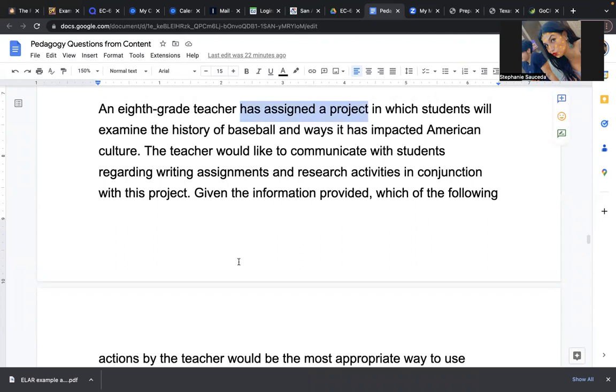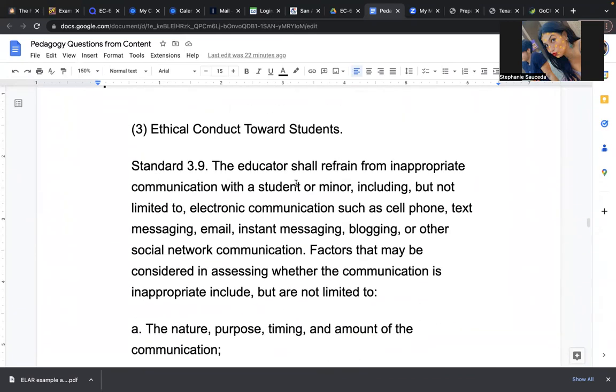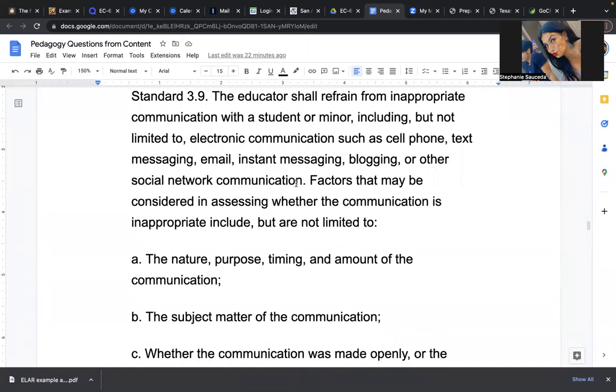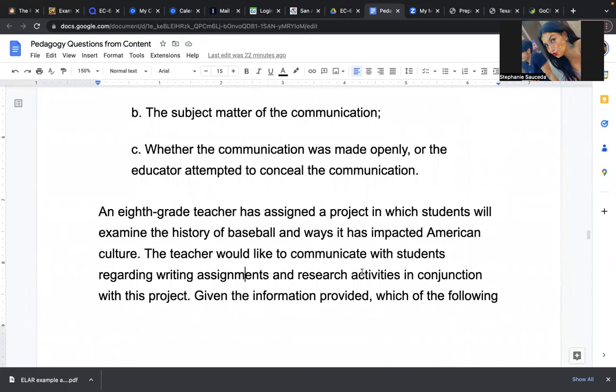She wants to give them extra information, communicate other things regarding the specifics of the writing assignments and the research activities that will be in conjunction with this historical analysis of baseball and how it impacted American culture. Given what we know about communication, what would be the most appropriate way to clarify some of these particular points in the project?